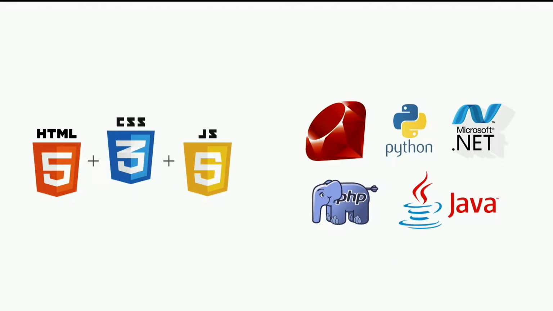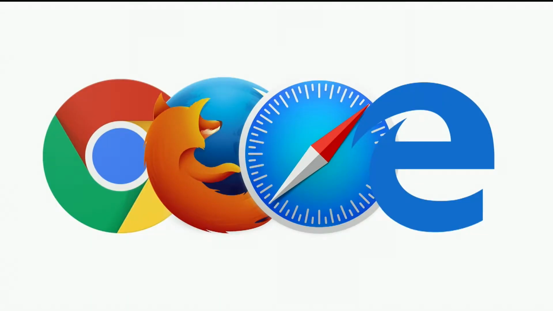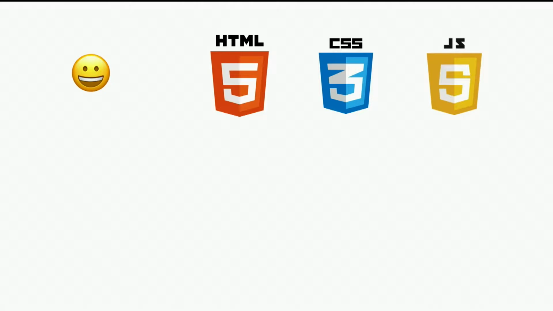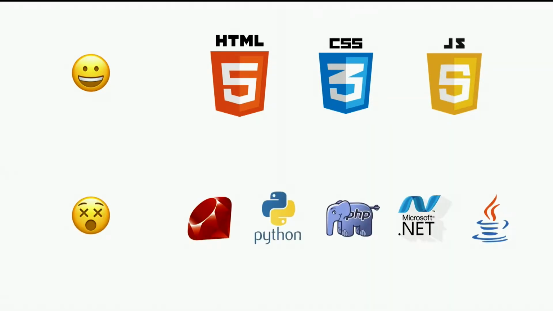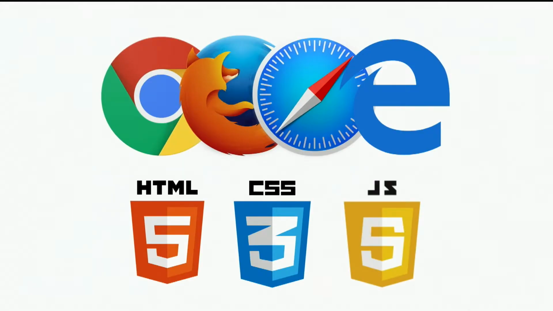Also true. Thank you. So, they run in the browser, right? Browsers know just what to do with HTML, CSS, and JavaScript. They don't know what to do with Ruby, Python, PHP, .NET, and Java. Java and JavaScript, same thing, right? No. Absolutely not. Good.